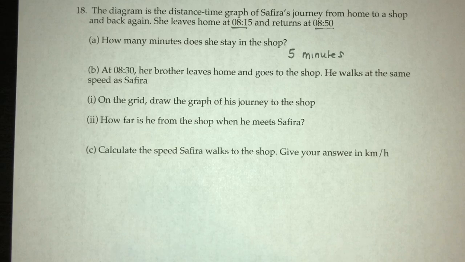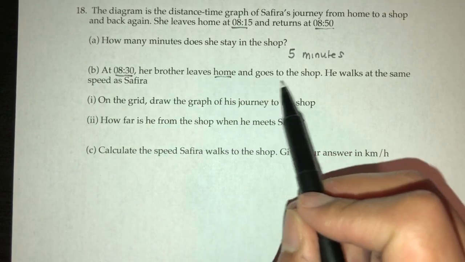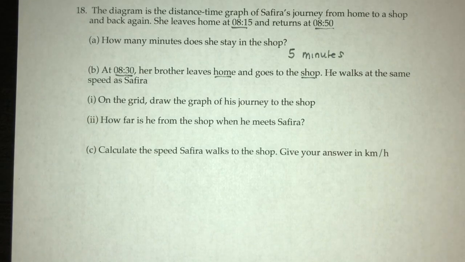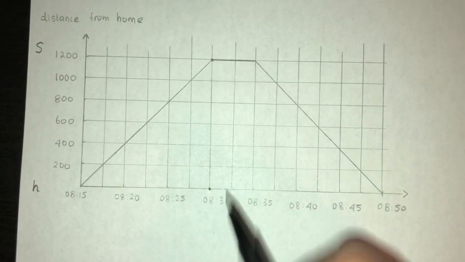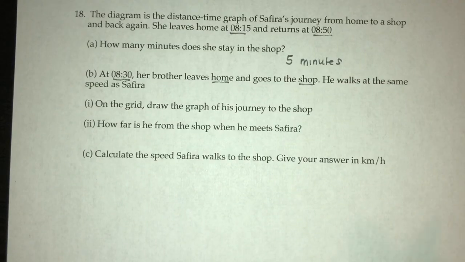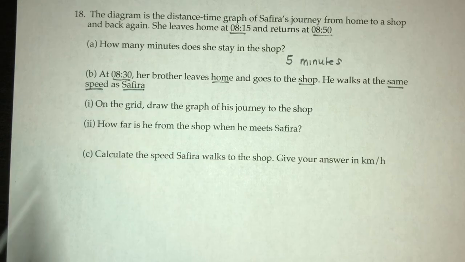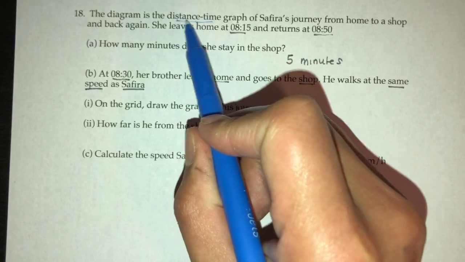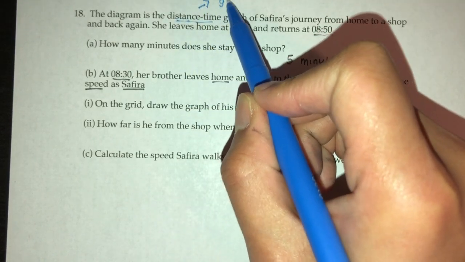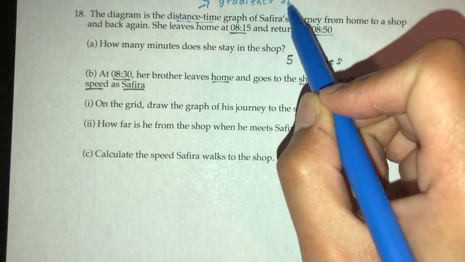Now part B, at 8:30, her brother leaves home and goes to a shop. So 8:30, where's 8:30? It is right here. Okay. It says he walks at the same speed as Safira. Now you have to know something here, is that whenever you have a distance time graph, the gradient of the graph is equal to the speed. Okay, so that's something we can use to help us.